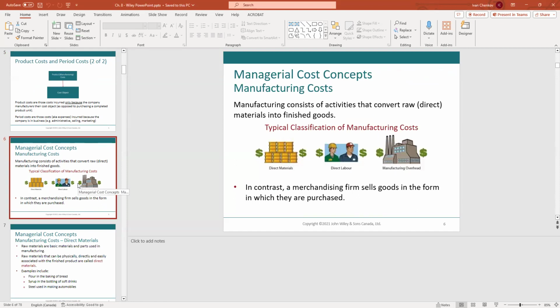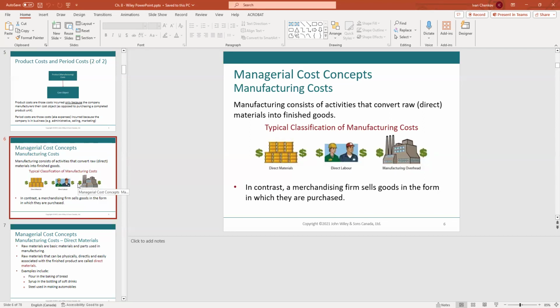So, cost concepts for a manufacturing company. In order to produce a product, we need three costs. Remember those costs because we're going to talk about them over and over again. Direct material, direct labor, manufacturing overhead. And they usually come in that order. First comes direct material, second comes direct labor, third comes manufacturing overhead.